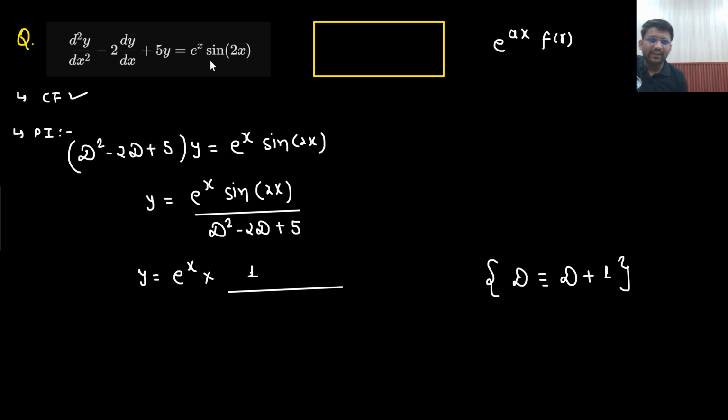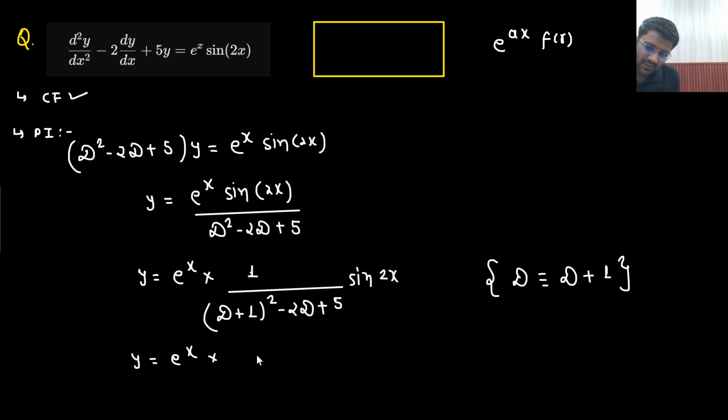When you are taking e to the power x aside, you are treating it as a constant, so you make some changes regarding it only. e to the power x will say that you change your d with d plus my factor, which is 1 here. So d plus 1 whole square minus 2d plus 5, and sine 2x will remain here as it is.